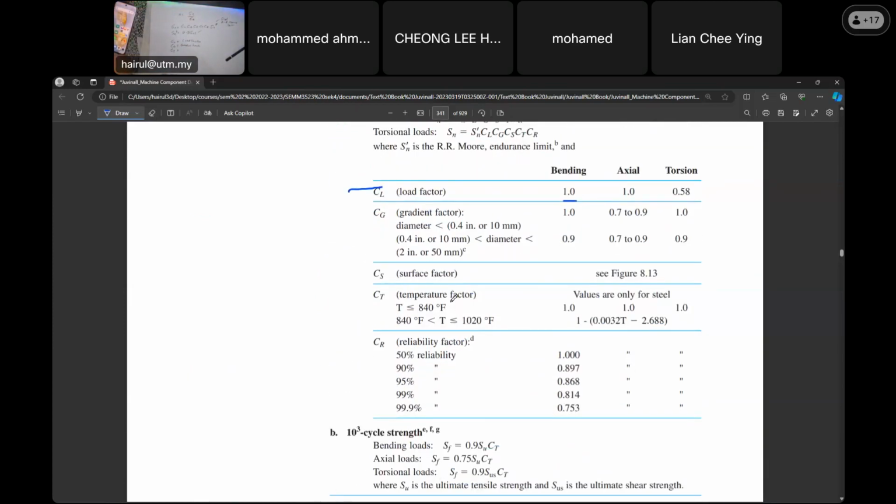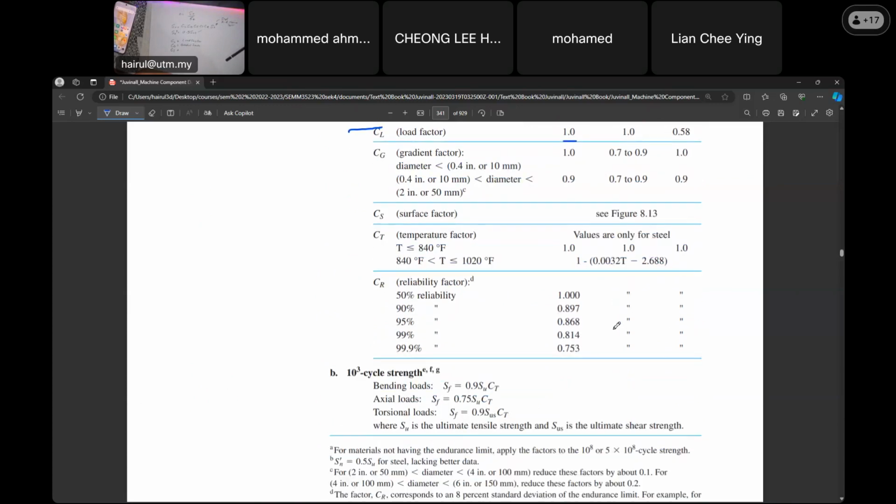What about CT? CT is temperature. You just get CT from this table. Sometimes the question says the temperature is less than 40 degrees, so your value is 1. All is 1, either bending, axial loading, or torsion. But if it says the temperature is greater than 840 degrees Fahrenheit, you put the temperature given in the question into this equation, then you get the factor value. But in most cases it is less than 840 degrees Fahrenheit. Unless it is a special case with higher temperature, depending on the situation. That is the temperature factor.